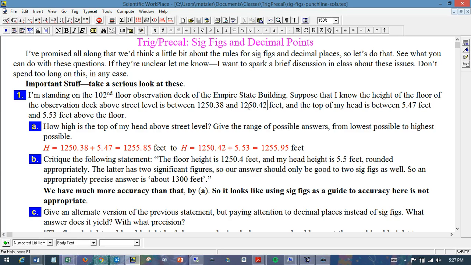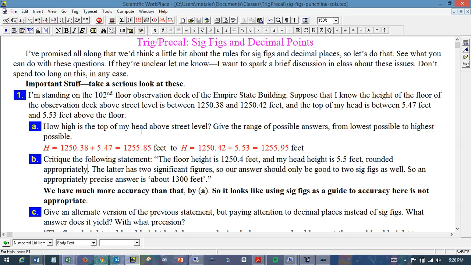So it's definitely fair to say that a good way to report that precision is 1250.4. That's probably how you would see it. And then you're adding that to a quantity that is about 5.5 feet plus or minus 0.03 feet. So that decimal place, that 5.5, is pretty accurate. So this is an accurate way to report that precision. So you'd probably see these two figures to this precision. They are rounded appropriately, okay? But it's after that that this statement goes wrong.